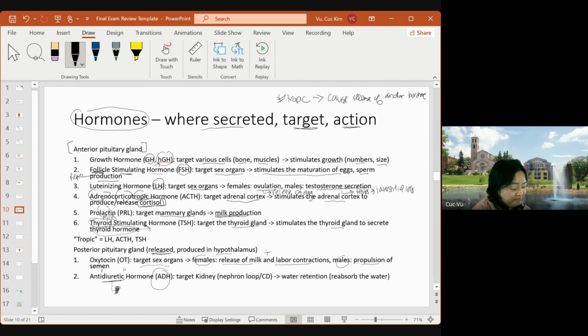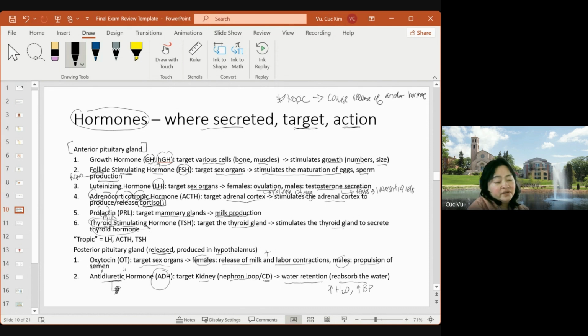It goes up. Okay? So anti-diuretic hormone targets the kidney, specifically the nephron loop and the collecting duct, because those two are where the water is most moved. And what it does is that it leads to water retention. In other words, it reabsorbs the water. And if you have more water in the body, you increase blood pressure. Okay?